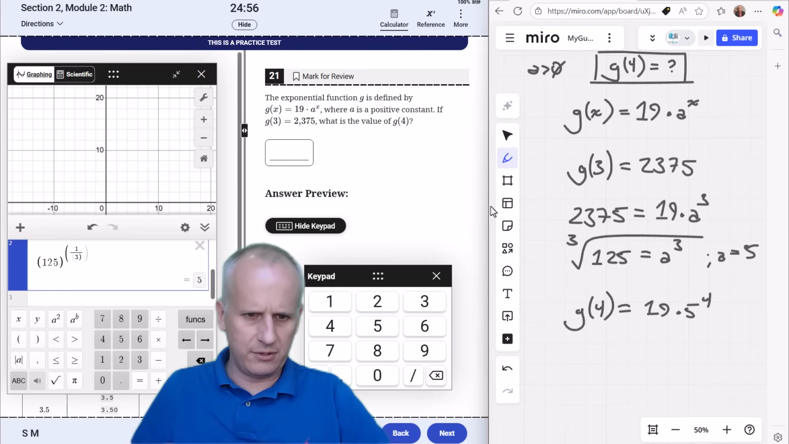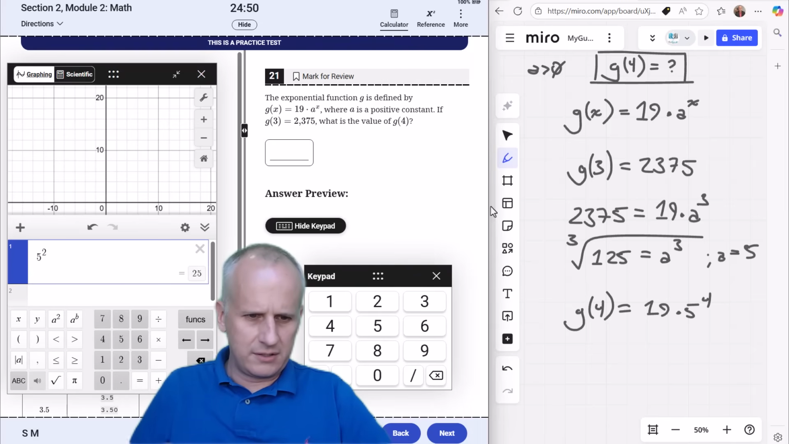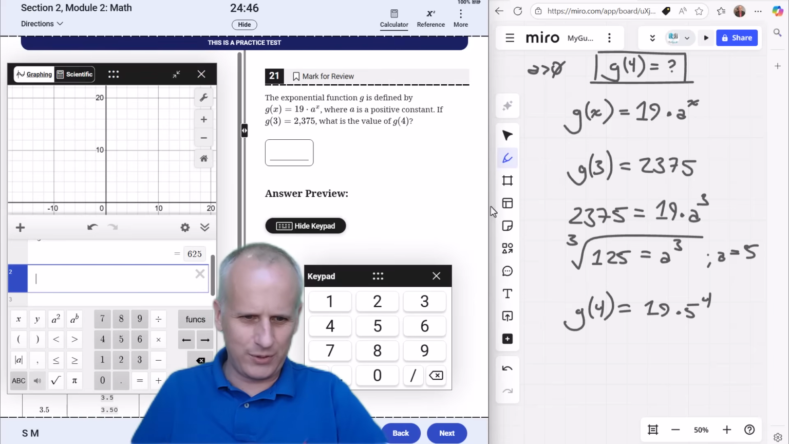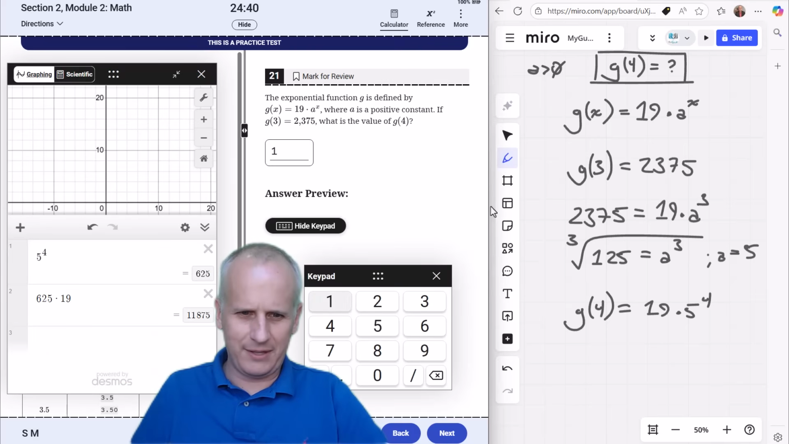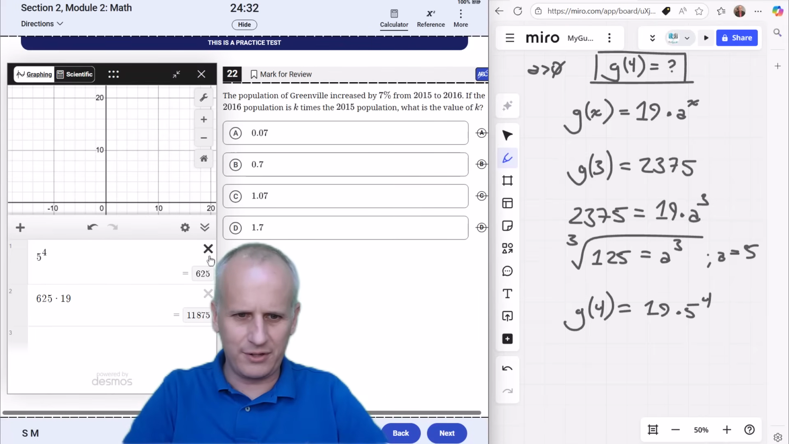So let's go to the calculator to clear things out once again. And so I'm going to just do 5, not squared. I'm going to do 5 to the 4th. And we're going to take that 625 and multiply it by 19 to complete the function. And I'm going to just use the keypad, 11875. And that is going to be our answer for number 21. Before we move on to the last question, we'll clear everything out.